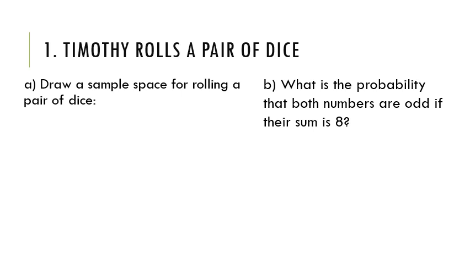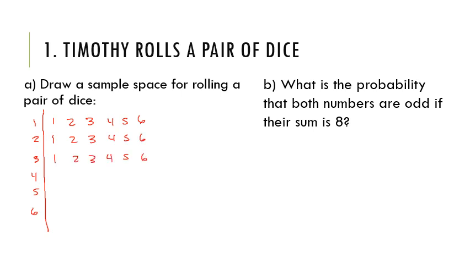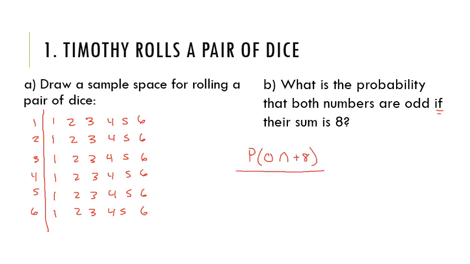All right, so let's try it. Rolling a pair of dice. Once again, we need our sample space for dice. I hope that you wrote it down. Have a nice little sample space for dice on a card somewhere that you can use on all of these and on the test. It's not bad to write it every time, it's just kind of a pain. All right, what is the probability that both numbers are odd if their sum is 8? We're going to do the probability that we have both odd and sum of 8 over the probability of sum of 8.